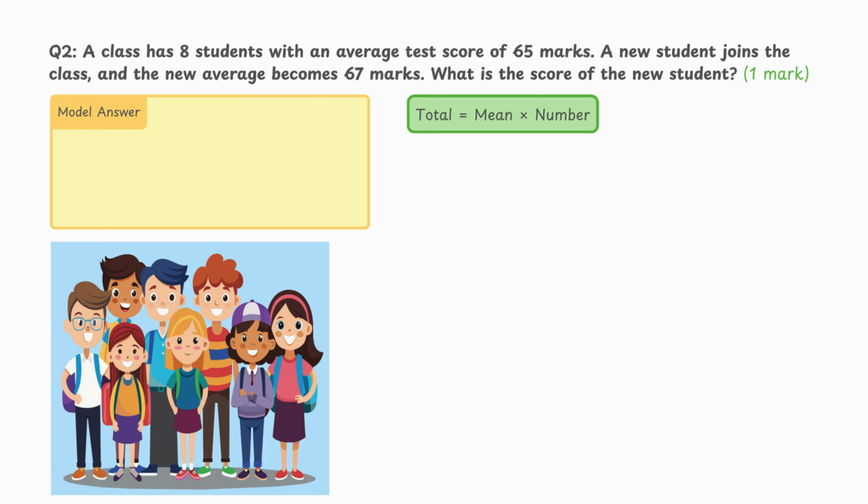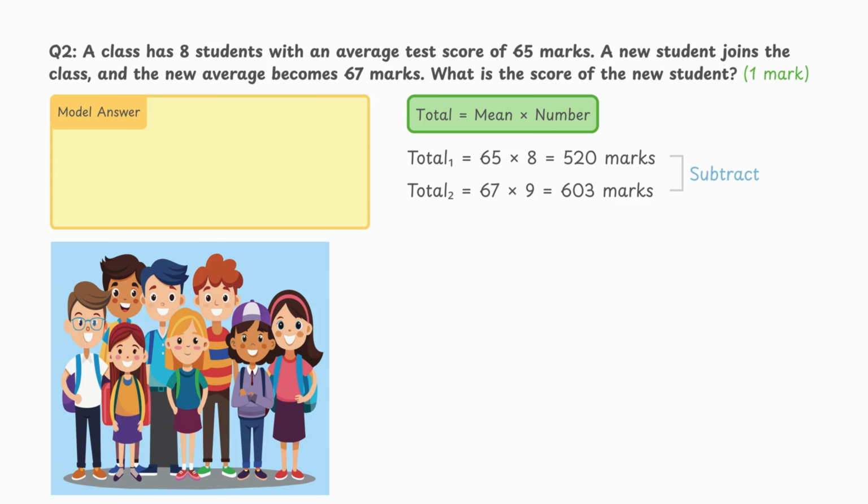Now step 1, find the original total score. We multiply 65 by 8. That gives 520 marks. Step 2, find the new total after the extra student joins. Now there are 9 students, so we multiply 67 by 9. That gives 603 marks. Step 3, find the new student score.